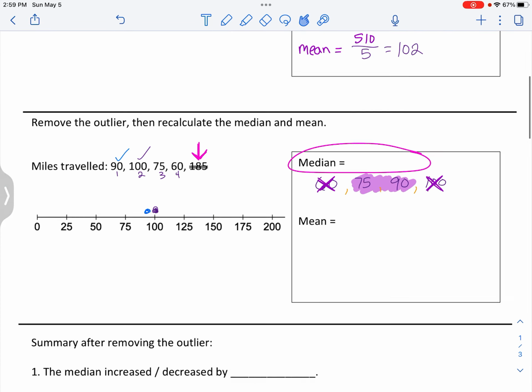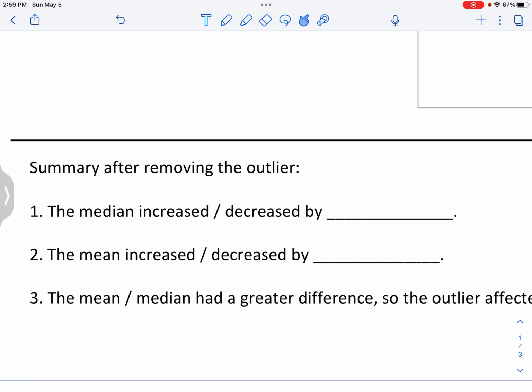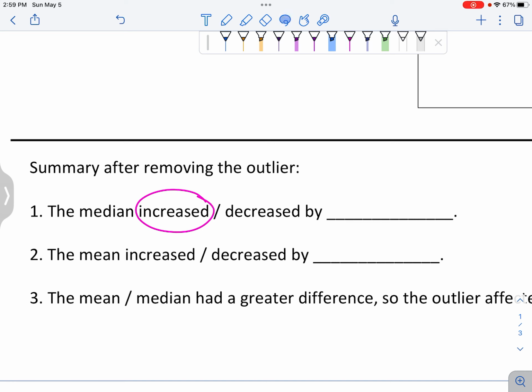Down on the bottom, it asks you about the effect of removing the outlier. So did the median increase or decrease? And then tell me how much. Did the mean increase or decrease? And then how much? Then use these 2 numbers to see which one has the greater difference. Which one was affected more, the median or the mean?